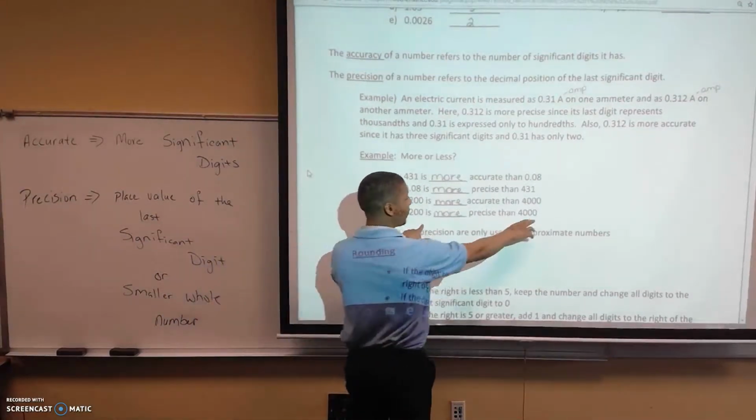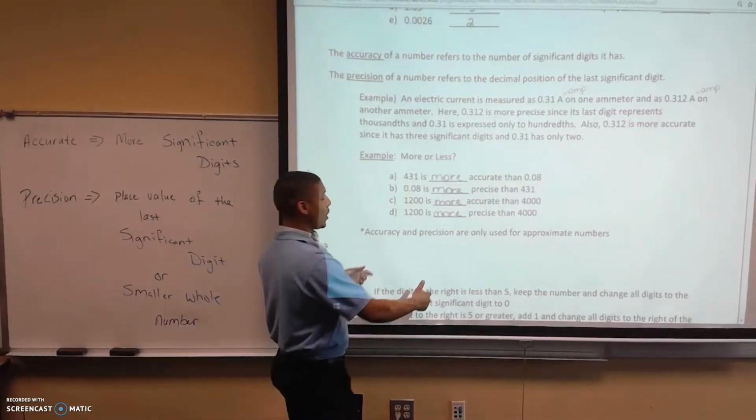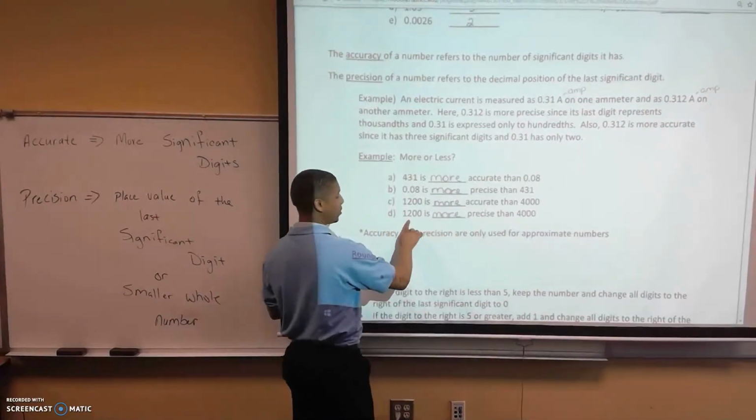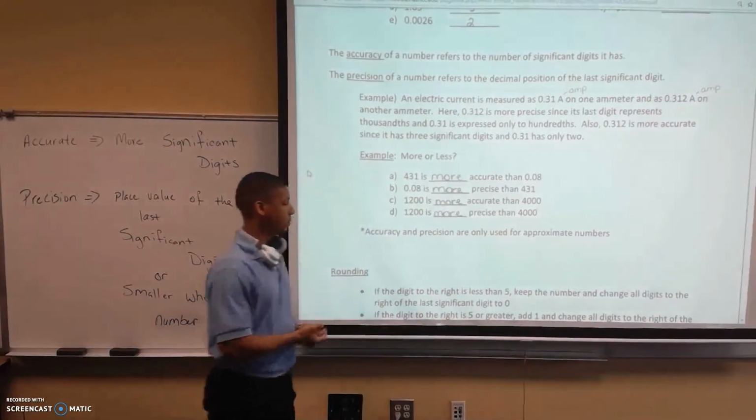Precise, well, they don't have any decimals here, so we can't count decimal place values. However, because the numbers don't have any place value, we just pick the smaller number, which is 1,200, so it is more precise than 4,000.